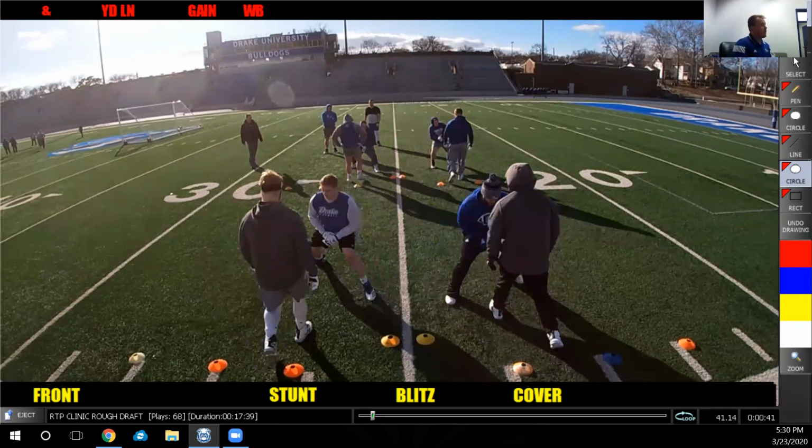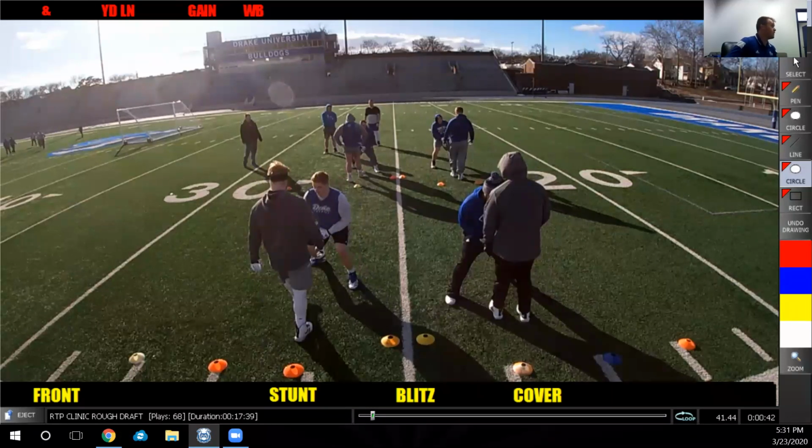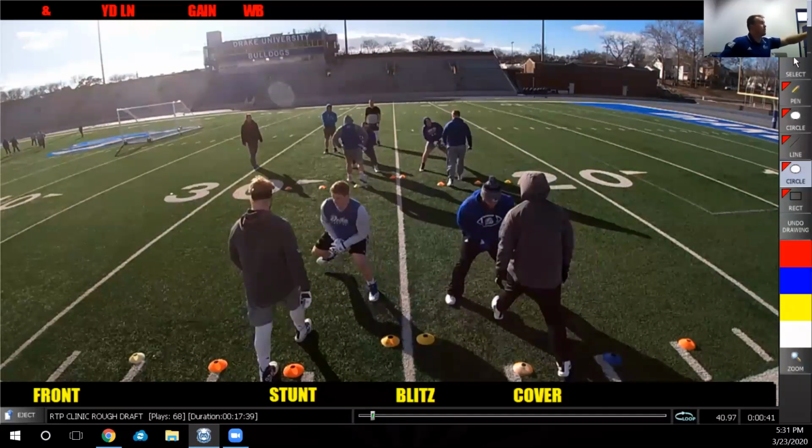That's basically a knee-to-crotch or a half-man relationship, is what I usually call it. Guards are going to set a little thicker, called a three-quarter-man relationship, which is basically nose to eye. And then centers are going to set to a zero or whole-man relationship, which is going to be nose to nose.